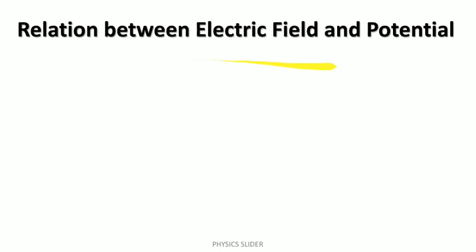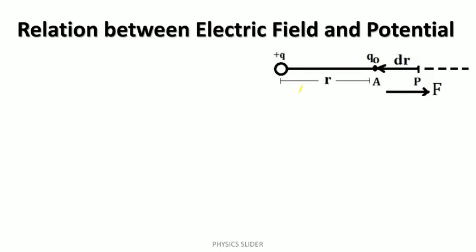Now moving on to the relation between electric field and potential. Watch here, this is the source charge and this is the test charge. This test charge we are moving from the point P to the point A, that is the direction of the displacement, and it will experience a repulsive force in the opposite direction. So the direction of the displacement and the direction of the force are different, or 180 degrees.